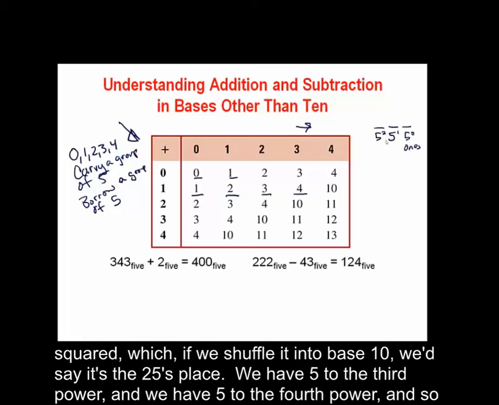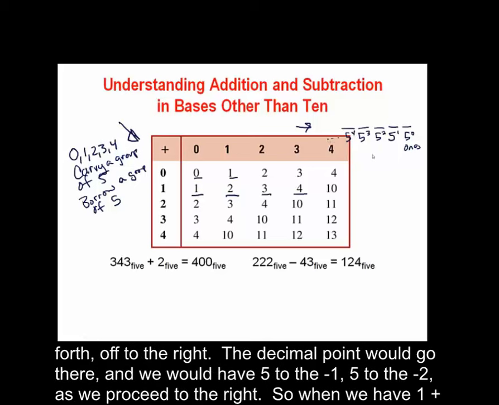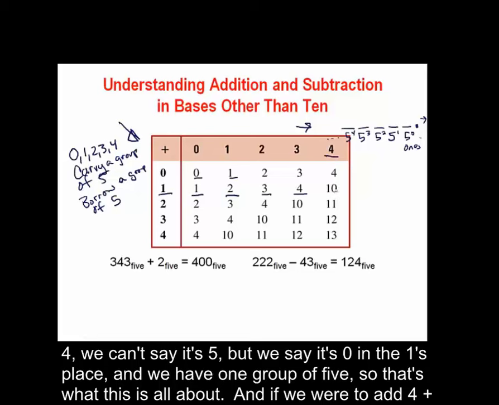We have 5 squared, which, if we shuffle it into base 10, we'd say it's the 25's place. We have 5 to the third power, and we have 5 to the fourth power, and so forth off to the right. The decimal point would go there, and we would have 5 to the negative 1, 5 to the negative 2 as we proceed to the right. So when we have 1 plus 4, we can't say it's 5, but we say it's 0 in the 1's place, and we have one group of 5. So that's what this is all about.